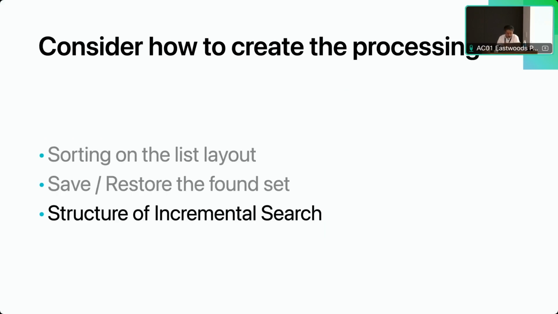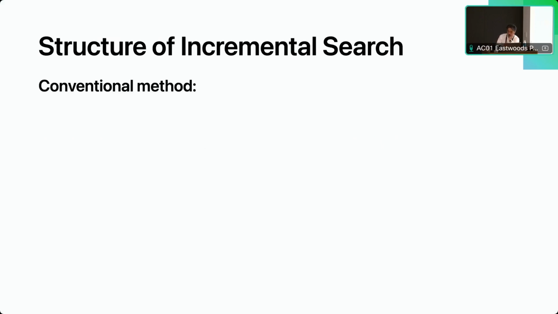The next one, I will show this real quick. This is about the process, the so-called incremental search function we just saw. By adding the steps of saving the found set and returning to it, we were able to achieve a significant effect, but there were also twists and turns.